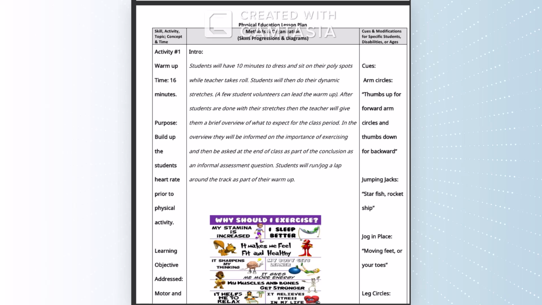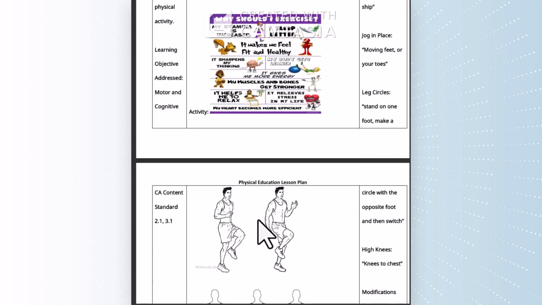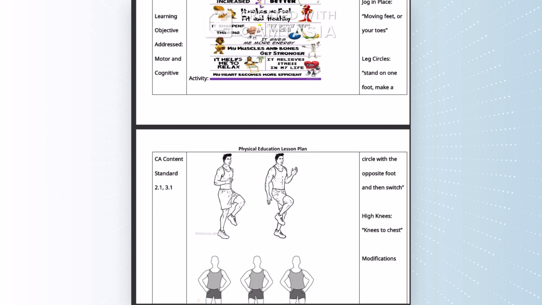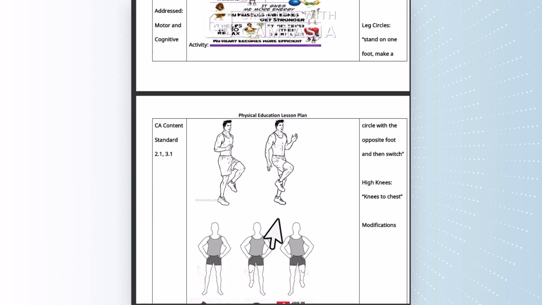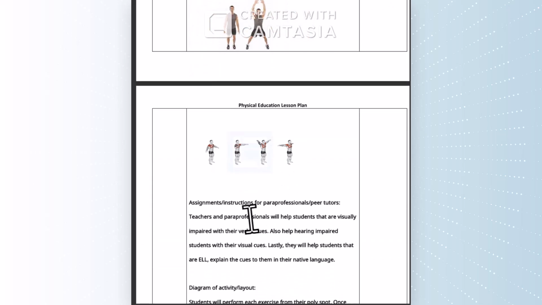Jumping jacks, starfish rocket ship, jog in place, moving feet or your toes. Leg circles: stand on one foot, make a circle with the opposite foot and then switch. High knees to chest. Here we have some modifications as well.